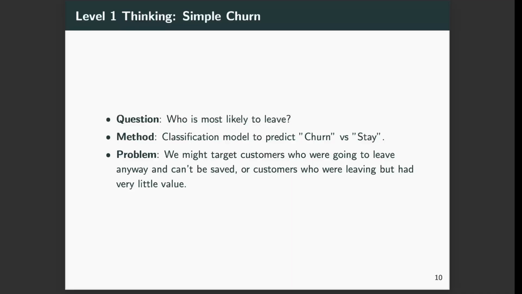The second problem: the model might prioritize high churn probability customers who have very low value to the business. Perhaps they are small accounts, minimal revenue, not worth significant retention spending. Meanwhile, low probability churn customers with very high value, your best customers, your most profitable accounts, might be at modest but non-trivial risk that a simple classifier deprioritizes. So level 1 thinking, while a reasonable starting point, has these fundamental blind spots.